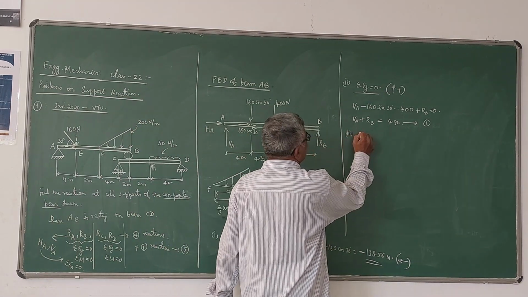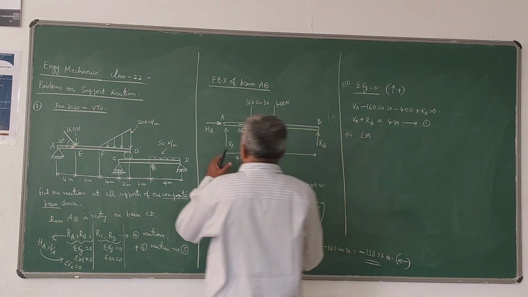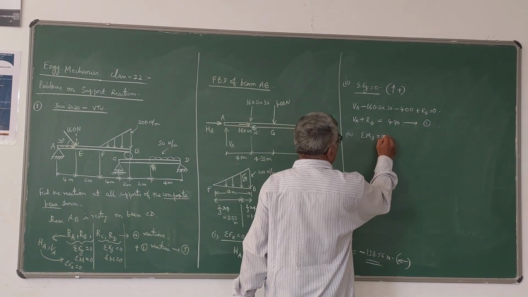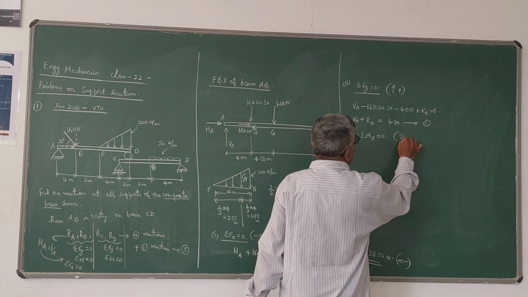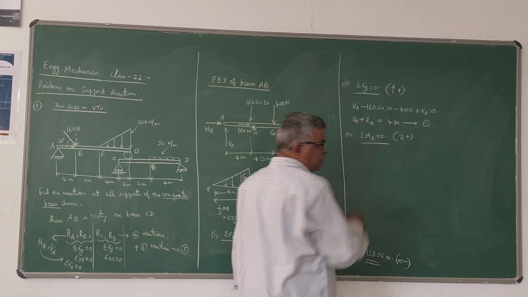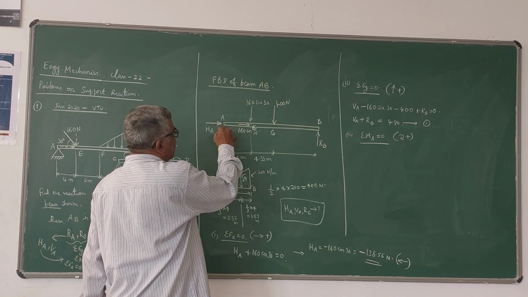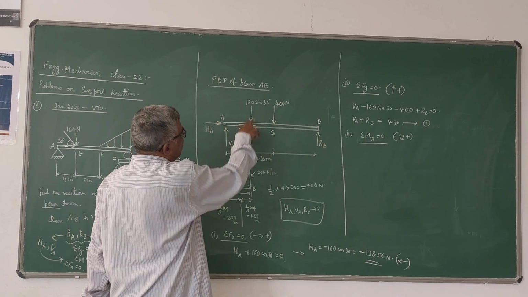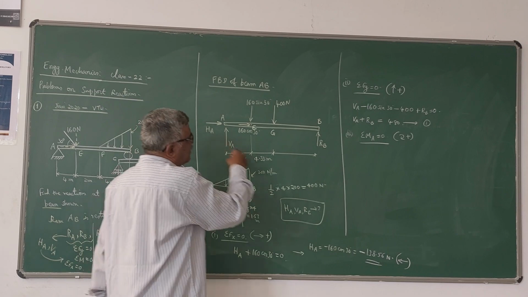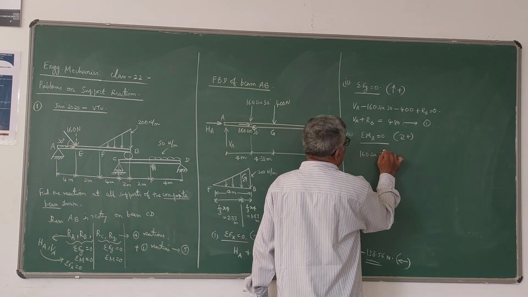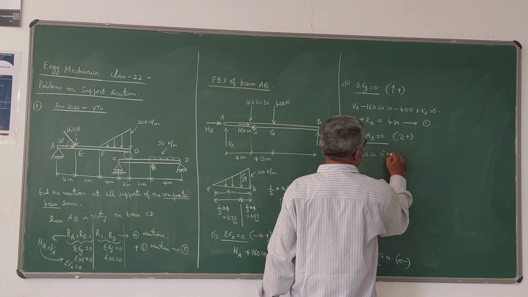Then the third equation is sigma M. Either about A or about B you can take it as 0. I will take sigma M is equal to 0. Clockwise positive, anti-clockwise negative, because this is a moment. Since HA and VA are acting at point A only, they don't have any moments. This 160 sin 30 will have a clockwise moment. So 160 sin 30 clockwise is positive, multiplied by the distance, which is 4 meters.